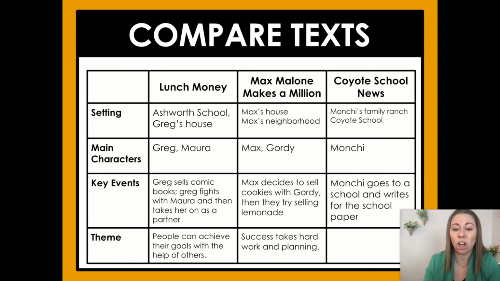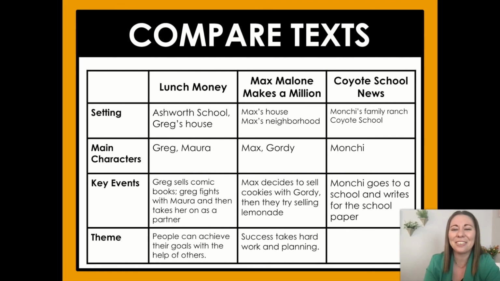Yeah, success takes hard work and planning. Because remember, originally, Max and Gordy, they weren't super successful because they weren't planning anything ahead. The cookies turned out to be a disaster because they're like, oh yeah, let's just throw some of this in and some of this in. They didn't even use a recipe. So again, success takes some hard work and planning, because without that, it might just be a flop. And their cookies were a pancake flop. Remember, they were all spread out.